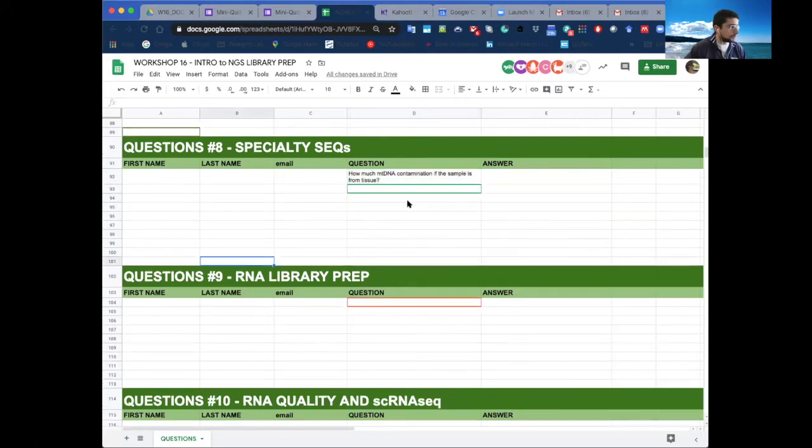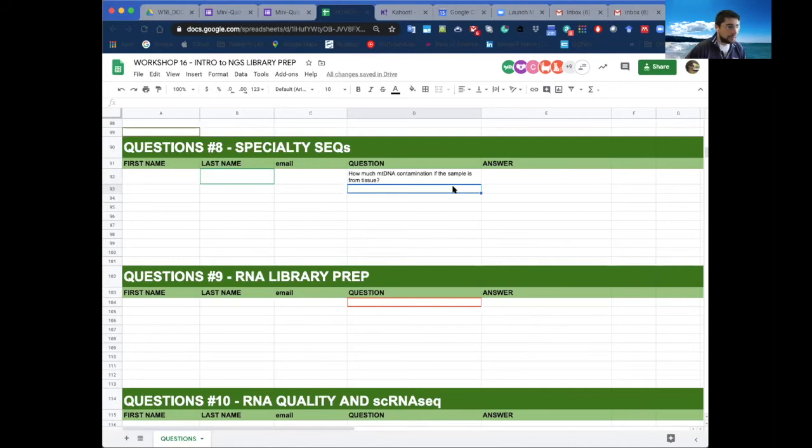Just want to remember everyone that, okay, how much mitochondrial DNA contamination if the sample is from tissue? Well, it really depends on the sample. I cannot tell you, it depends on the preparation of the sample. Also for ATAC, I didn't mention it in my slides, but dead cells are a huge issue. Usually they recommend a very limited amount, up to 5% of dead cells. If you have more, your signal will not be great. You basically see signal everywhere without seeing too many peaks, and that is a huge problem.